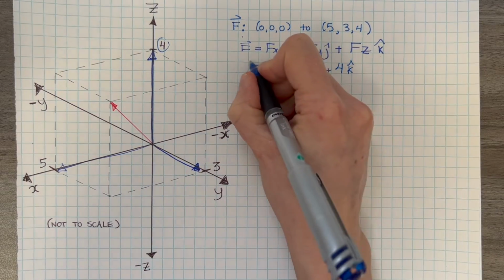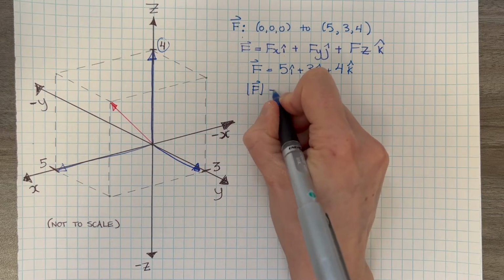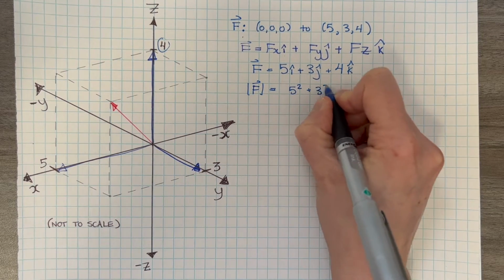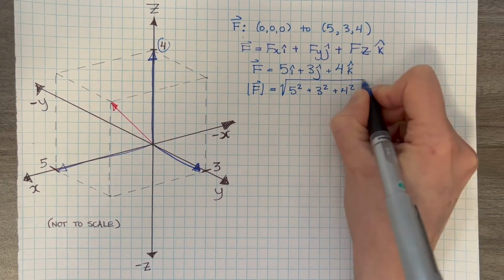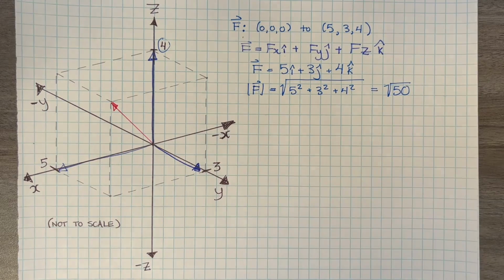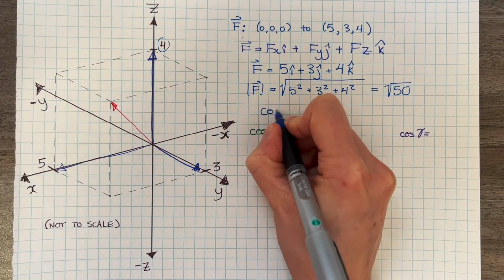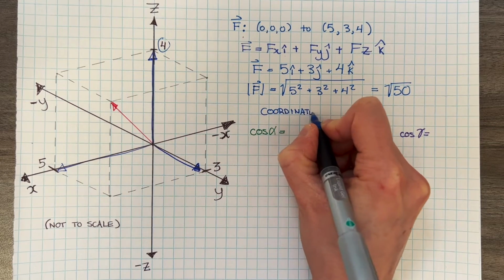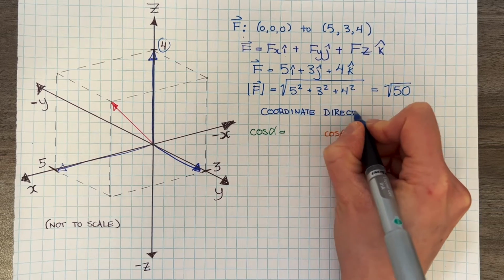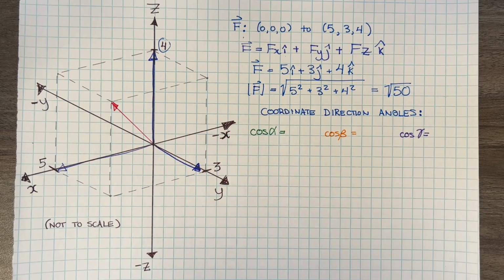That means that the magnitude of our vector can be written as the square root of the sum of the squares of each of the components. Our vector F has a magnitude equal to the square root of 50. A vector is made up of a magnitude and a direction. To describe a vector's direction, we use things called the coordinate direction angles.